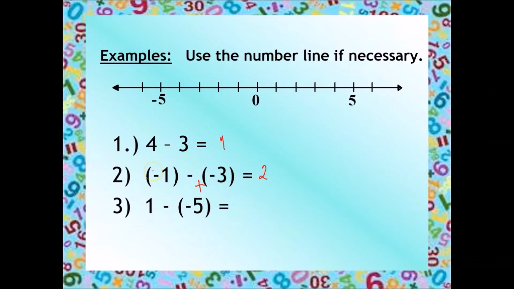How about 1 minus a negative 5? So we do the same. A negative and a negative will turn to positive. So we start at 1 and we move 5 more to the right. So that will be 1, 2, 3, 4, 5, and we stop at 6. So 1 minus negative 5 is 6.